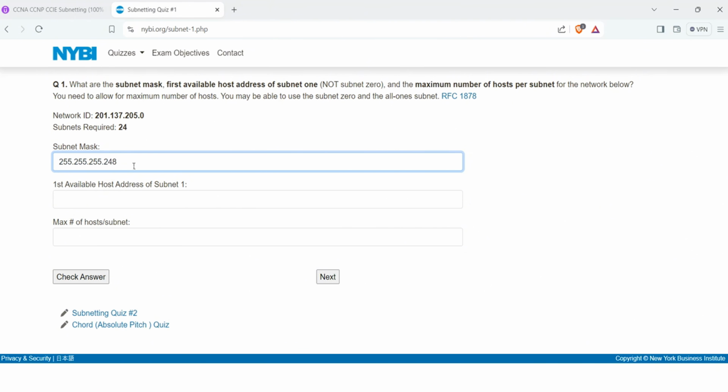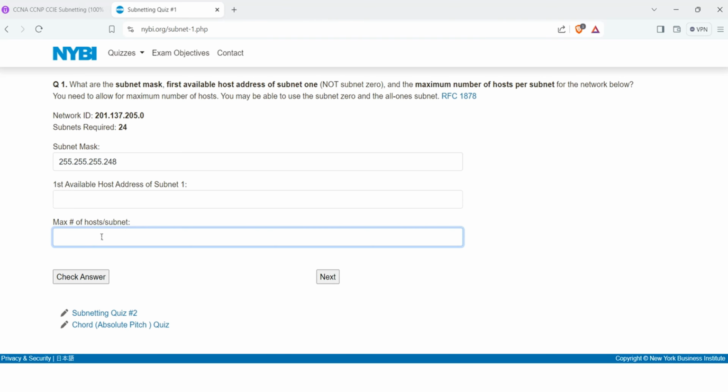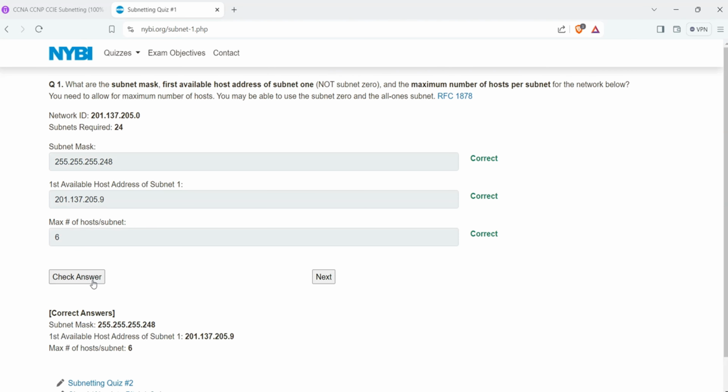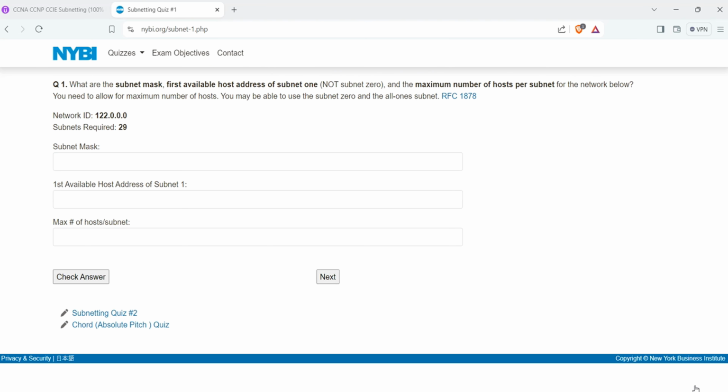Okay, how many bits didn't I touch? 3 bits. Now maximum hosts per network: 2 to the 3 is 8, minus 2 is 6 hosts per network. What is the value of the last bit that I borrowed? It's an 8. So subnet 0, forget about subnet 0, then 8. What's after 8? 9. So 201.137.205.9. And I'm going to check the answer. There we go. You see, this is how you start subnetting in your head.